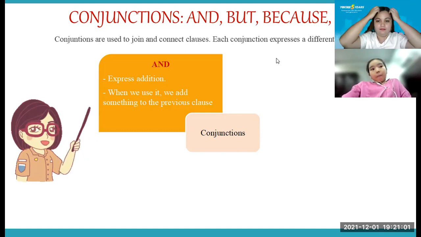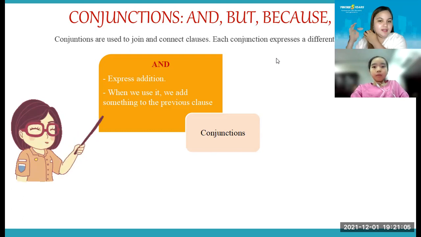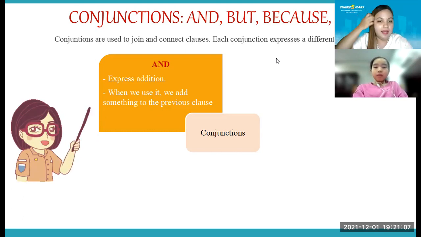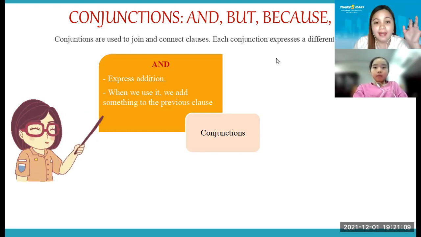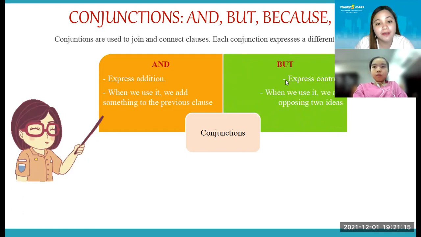Is my scarf is color blue and yellow? Yes, my scarf is color blue and yellow. It means that you added the color yellow. Okay, next one. How about the word but? When do we use it?